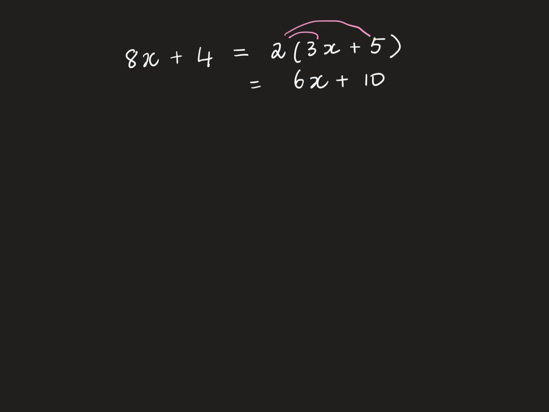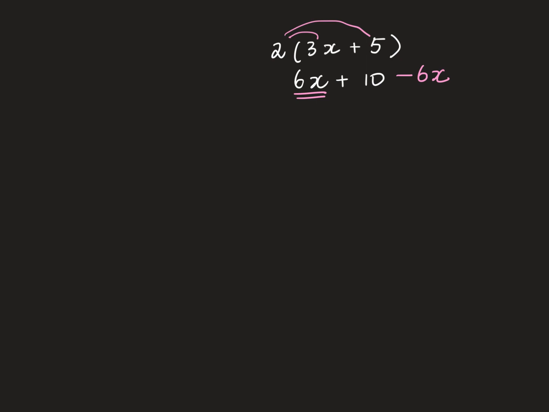Okay, what are we going to do with this one here? Step 1 is to expand these brackets out. So 2 lots of 3x, 6x, 2 lots of 5 is 10. Now what do I need to do next? This 6x over this side, I need to take it away. I can't just take it away from there, I've got to take it away from both sides. What have I got left here?